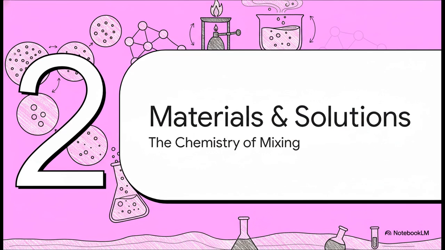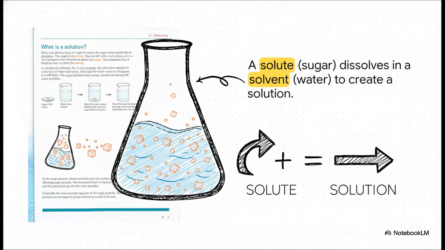All right, let's switch gears to chemistry. We've talked about gases. Now let's look at liquids and what happens when we start mixing stuff together. First, let's get our vocabulary straight, because you're gonna need it. The stuff that gets dissolved, in this case sugar, is called the solute. The liquid it dissolves in, the water, is the solvent. And what you get when it's all mixed together is the solution. So solute plus solvent gives you a solution.